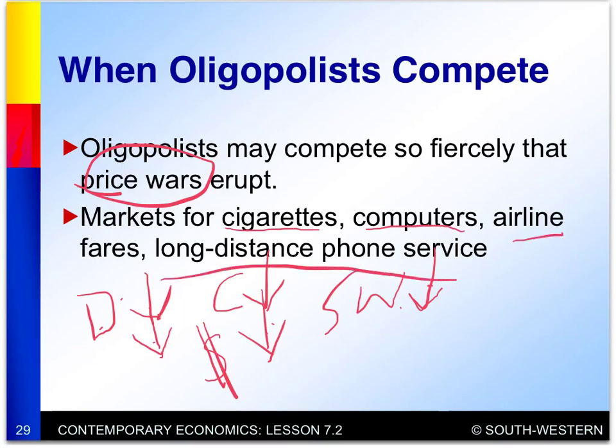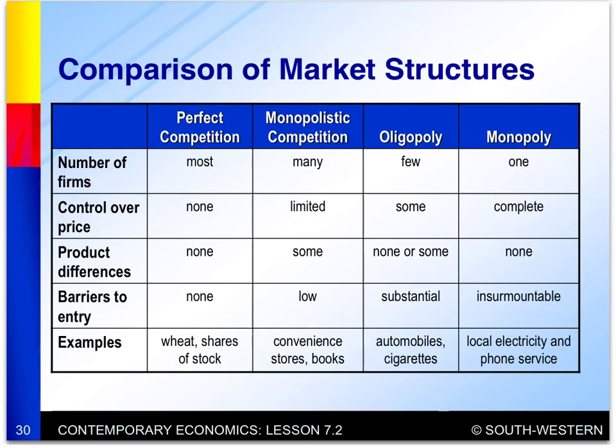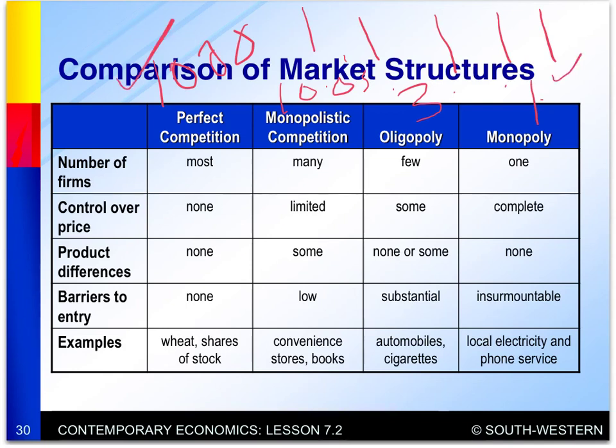This is a great, awesome slide that ties all this stuff together. And it gives you a nice grid. This is where you go from one seller to thousands of sellers. You have maybe 2 or 3 sellers here, and you have hundreds of sellers here. So you go from the smallest to the biggest number of companies. Number of firms: most, many, few, one. Control over price. Remember the farmer or me selling firewood? No control over his own price. Monopolistic competition, a limited amount, oligopoly, some. Monopoly, there's only one of them, so they completely control their own price.